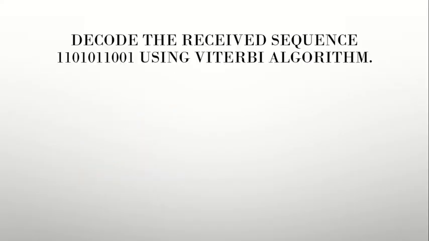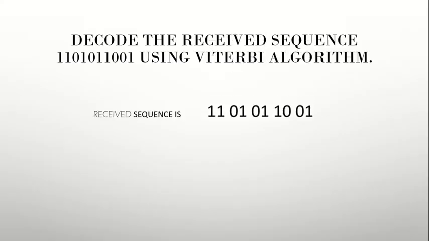So let's get started with the problem. Decode the received sequence. A sequence is given. We need to decode it using Viterbi algorithm. The first step here is we take the received sequence and write it in pairs. Okay. And then here is the received sequence. We'll start drawing the trellis diagram.